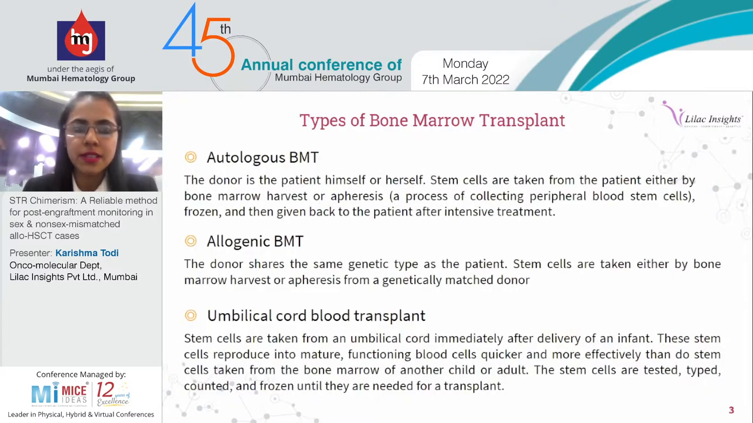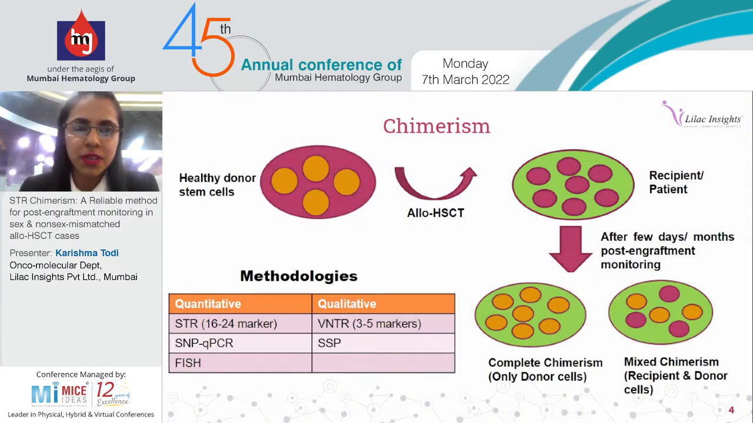There are different types of bone marrow transplant, like autologous, allogeneic, and umbilical cord blood transplant. But today I'm going to mainly focus on allogeneic bone marrow transplant and how post-engraftment monitoring is very important for us to take any future calls. In bone marrow transplant cases, healthy donor stem cells are selected, genetic profile matching is done with the patient, and then they are transplanted into the recipient.